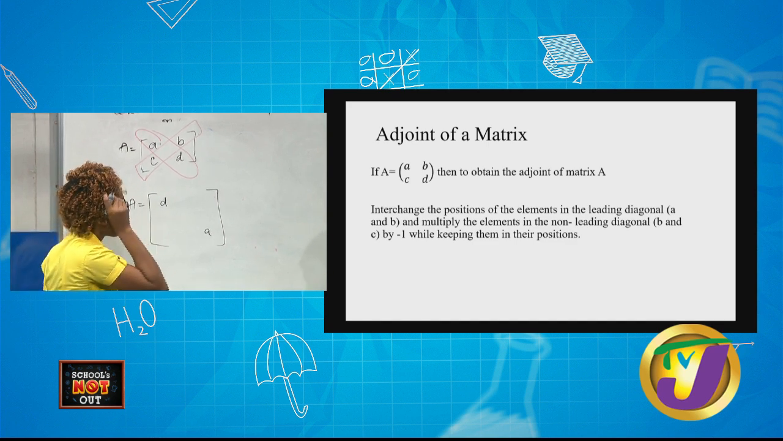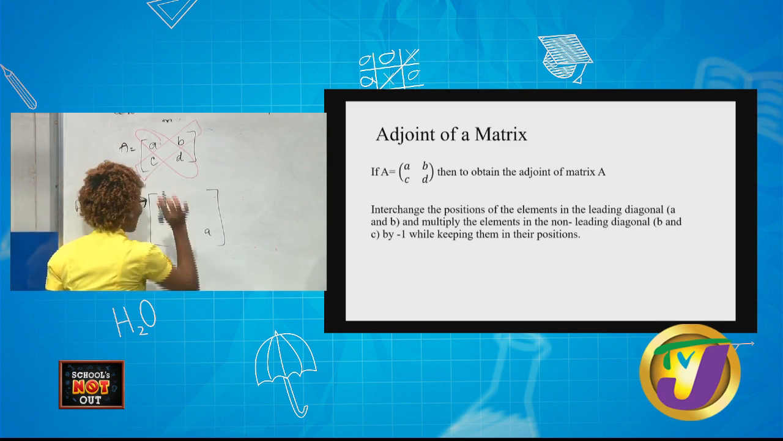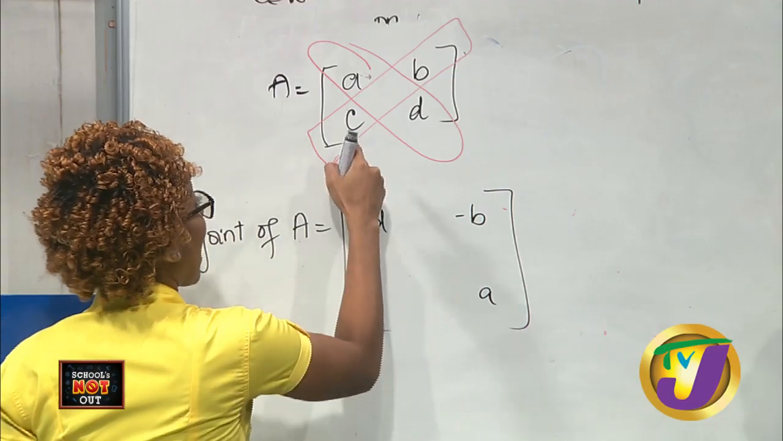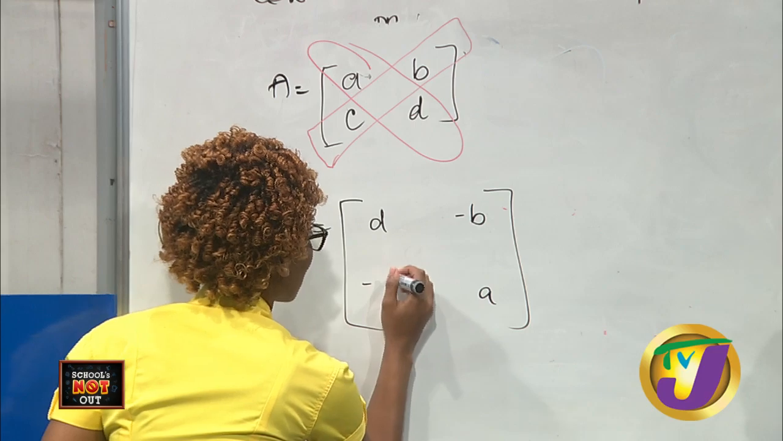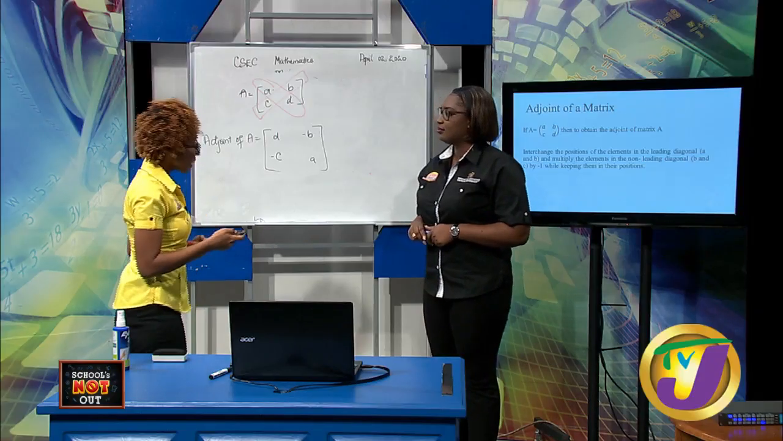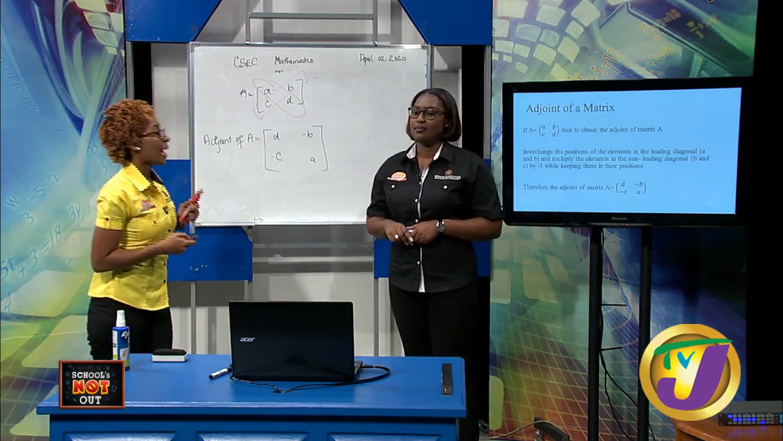I said leave them as is and multiply by -1. Oh, so I'm just multiplying. Yes. So B times -1 gives us -B, and C times -1 gives us -C. So our adjoint of this matrix is indeed D, -B, -C, and A.